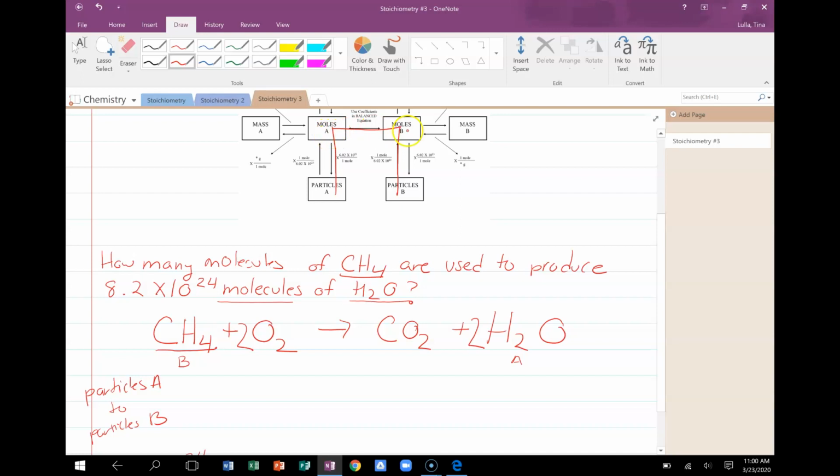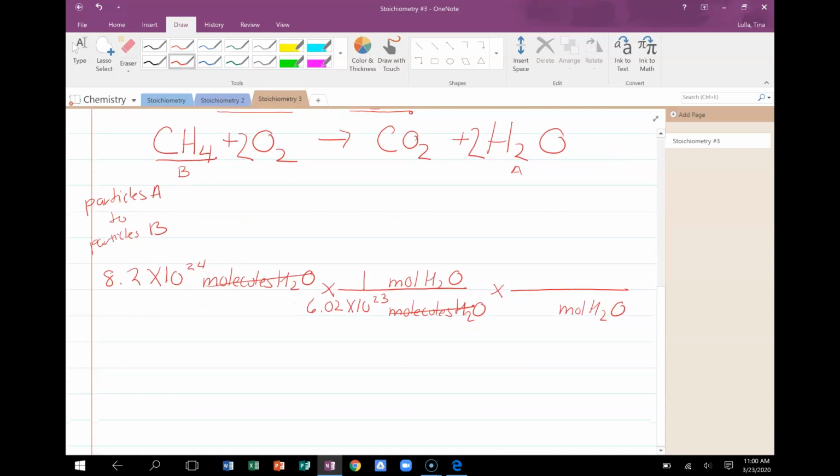Oh, I'm in my mole to mole step. Remember, my mole to mole step is the only time I'm going to switch substances. I have H2O on bottom. That was my A. I need CH4 on top. This is my opportunity to switch from water to methane. Number in front of H2O is 2. I'm getting that from the coefficient. Number in front of CH4 is 1. I'm getting that from the coefficient. Moles cancels with moles. Excellent.